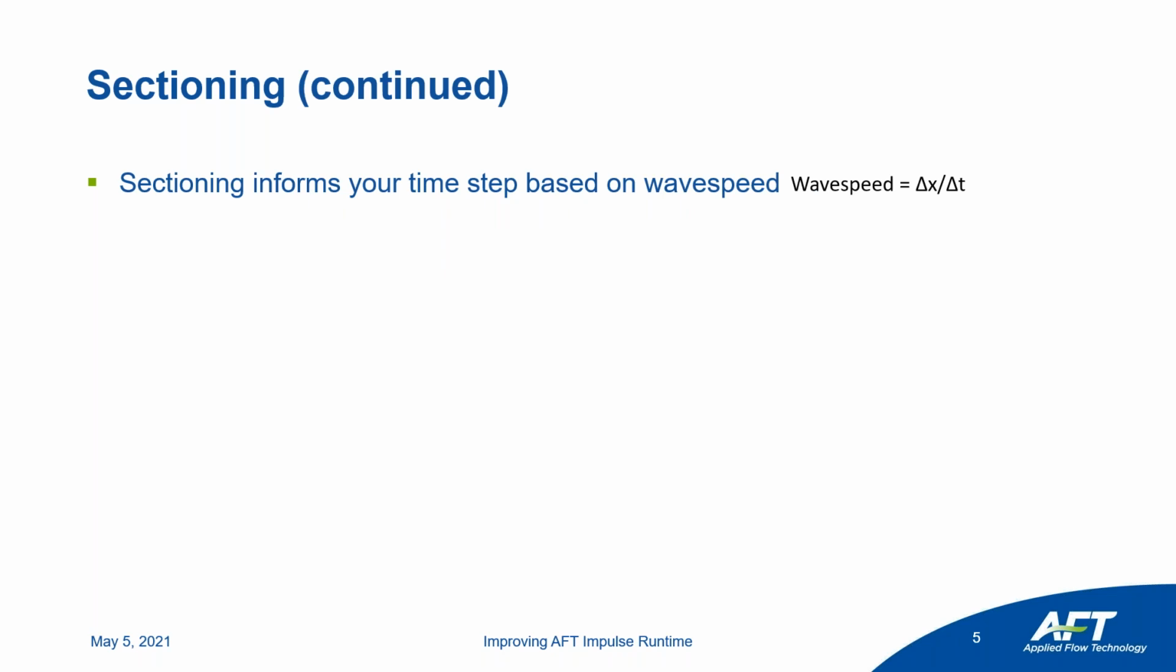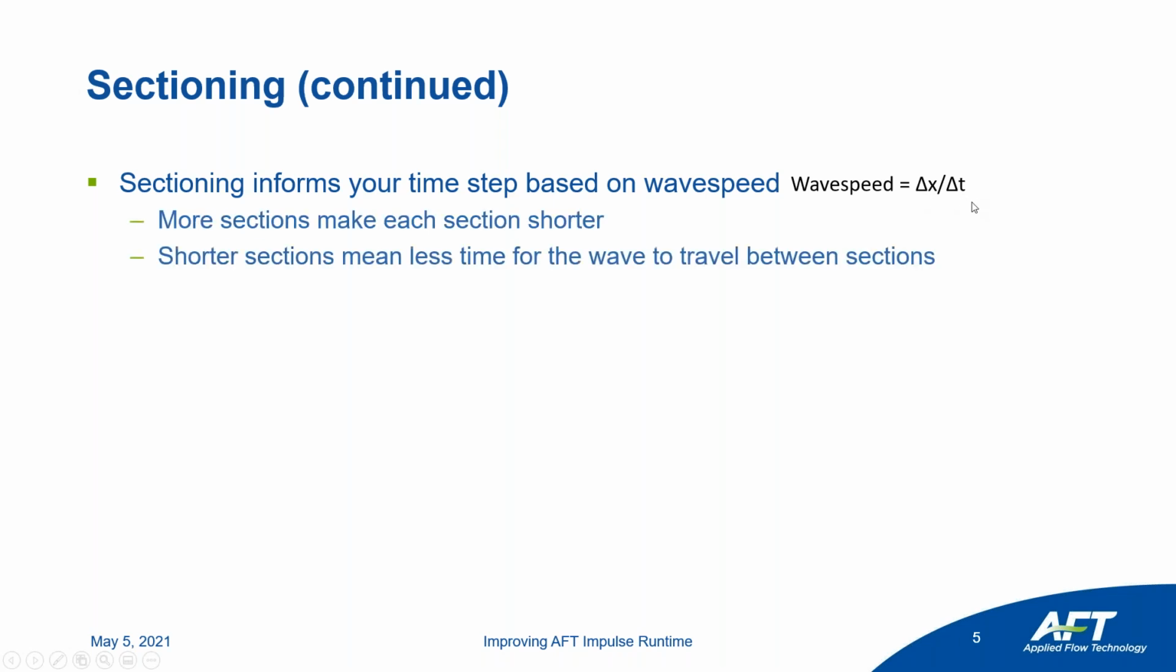We can also take a look at how time step is going to change based on our wave speed and based on our section length. Again, we have this definition of wave speed where it's going to travel a certain distance over a certain time. The more sections you add, the shorter each section becomes, and shorter sections mean less time for the wave to travel between sections before you should be calculating it again. So again, we define time step, as on the previous slide, as our change in distance over our wave speed. The more sections we have, the shorter the section, and wave speed will stay relatively constant, which means our time step will become much shorter.